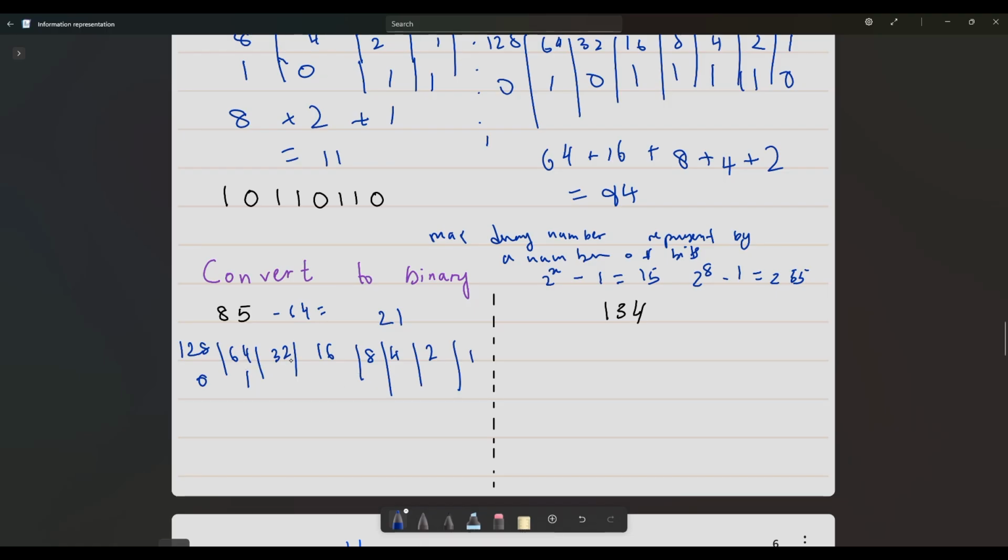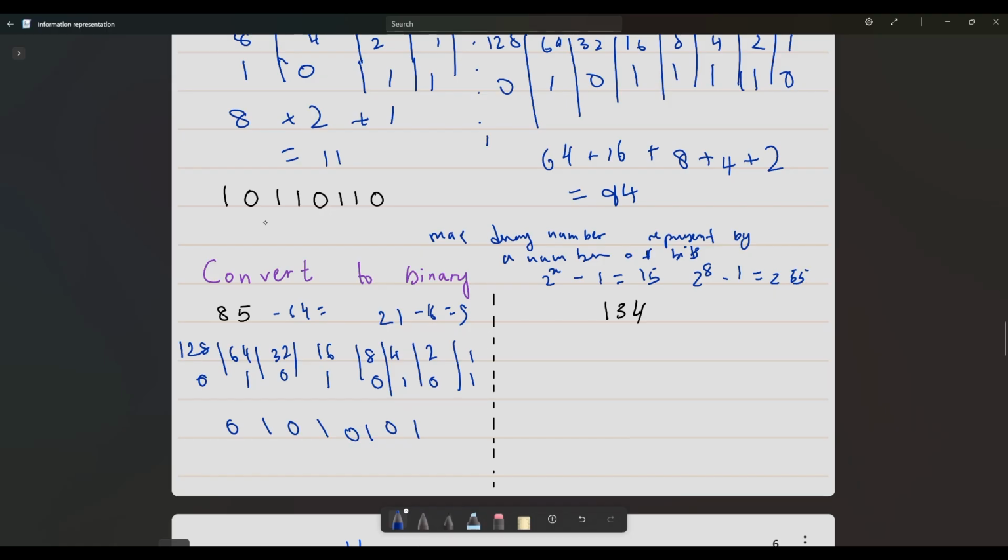So 64, then 32. Is 21 greater than or equal to 32? Nope, it is not. Then 16. Then we have remaining 5. So we get 0 1 0 1 0 1 0 1. So converted to binary, 85 is 01010101. That is what 85 is.